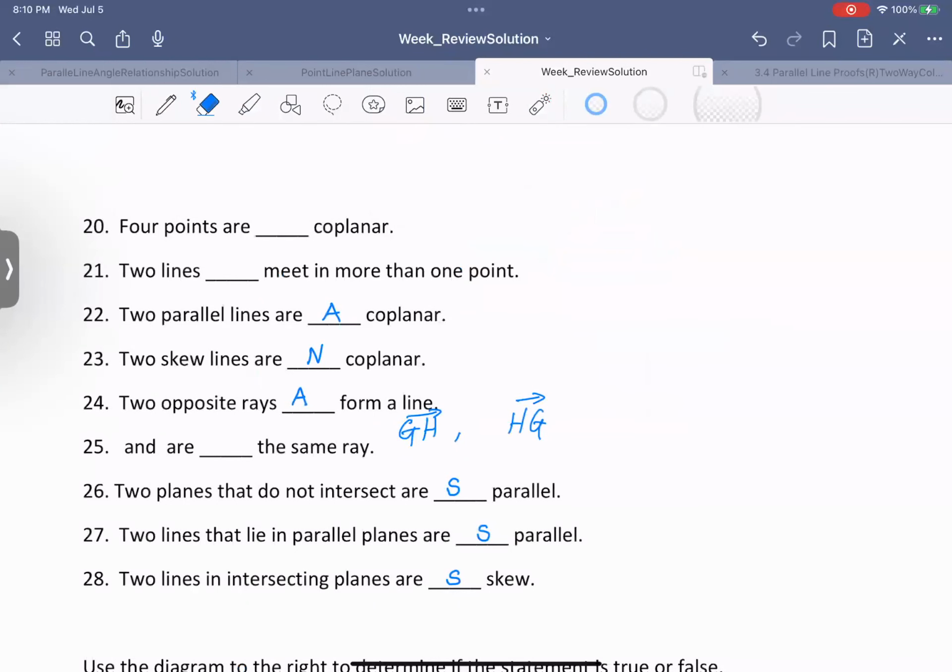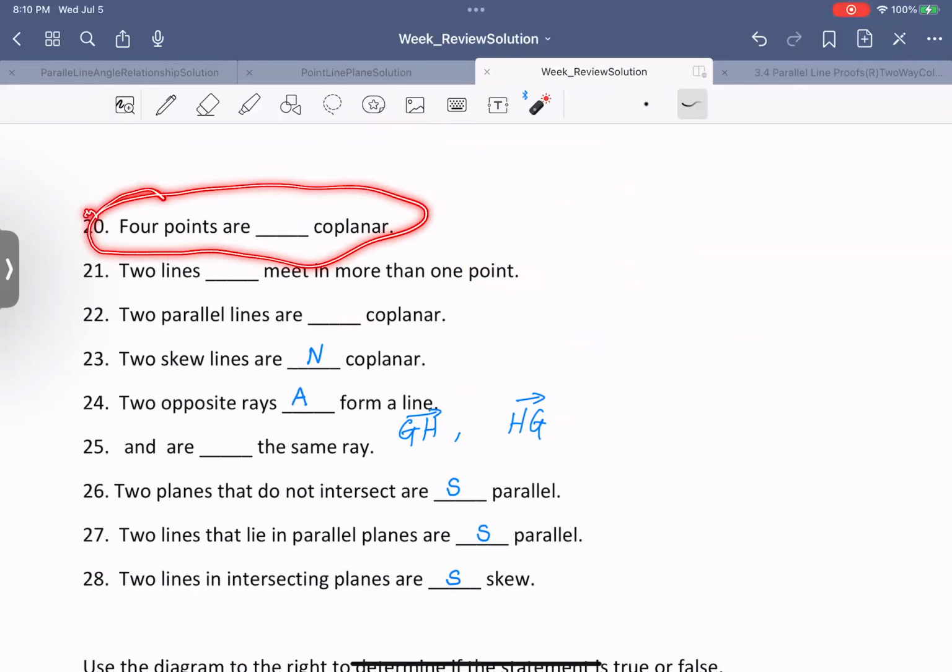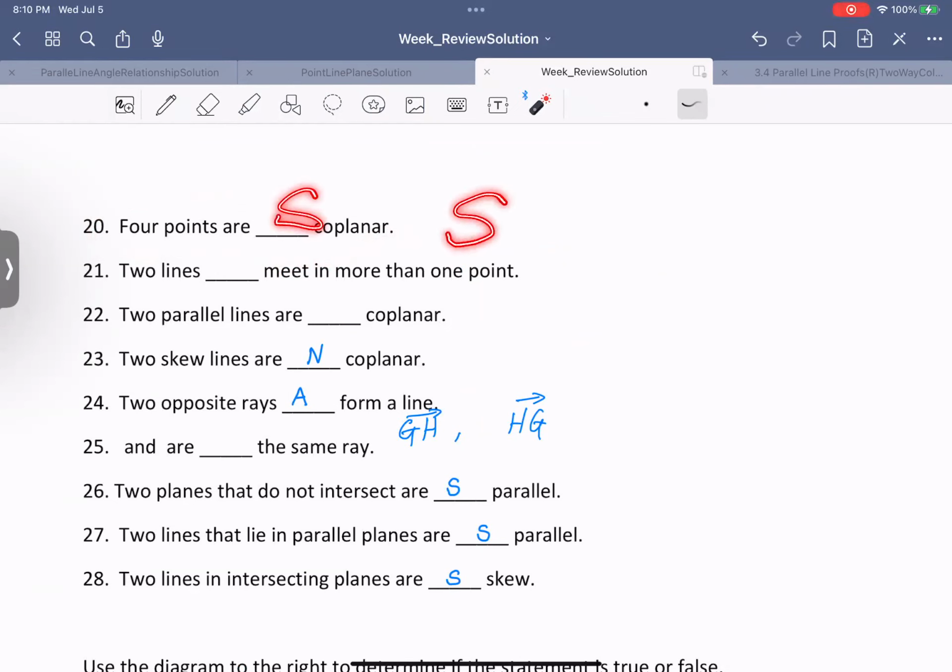Jeffrey, go ahead. 4 points are sometimes coplanar. Good job. Sometimes coplanar, sometimes not coplanar. For example, you have 3 points on this plane, but you have another point outside, right? Yes. How about 21? Two lines sometimes meet in more than one point. Good job. Number 22.